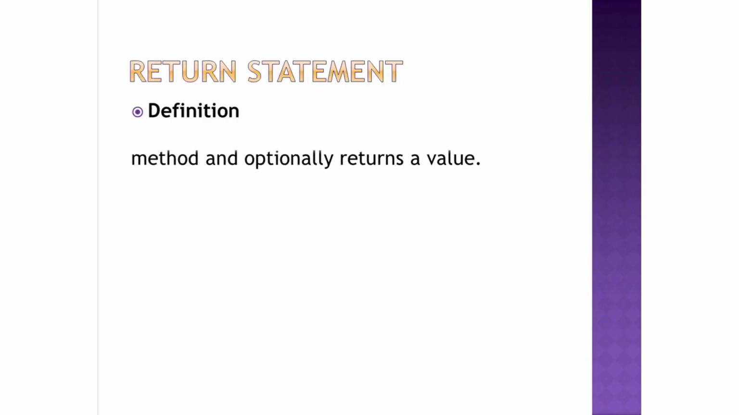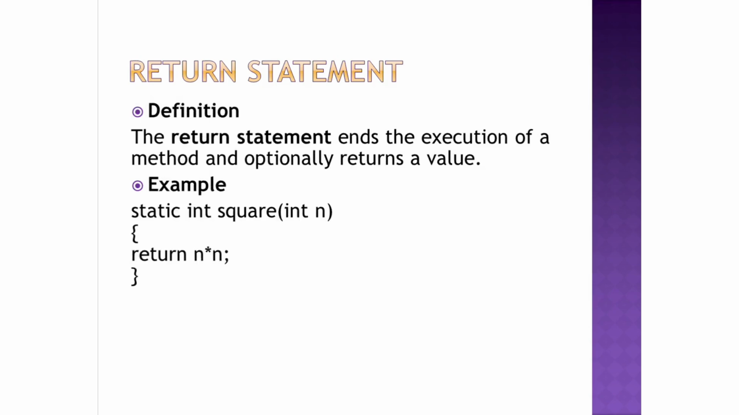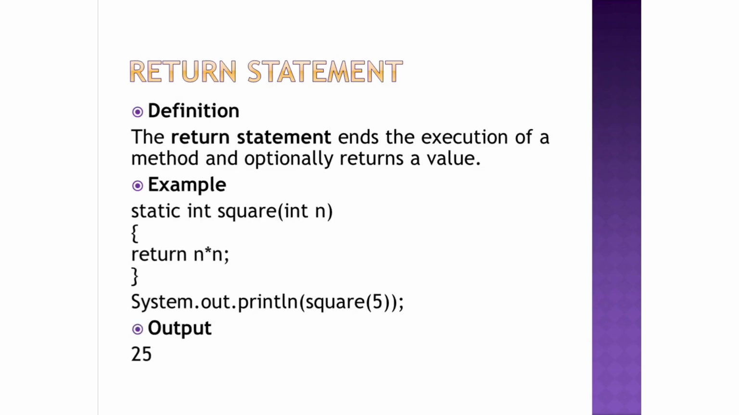Finally, let's learn about the return statement. The return statement is used to end the execution of a method. It can also return a value back to the place where the method was called. Now let's understand with this example. Here we have a method called square, which accepts one parameter named n. Inside the method, we write return n multiplied by n. This means the method calculates the square of the given number and sends the result back.